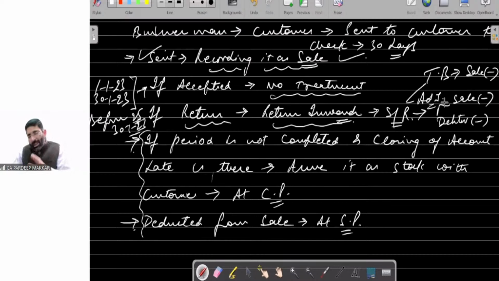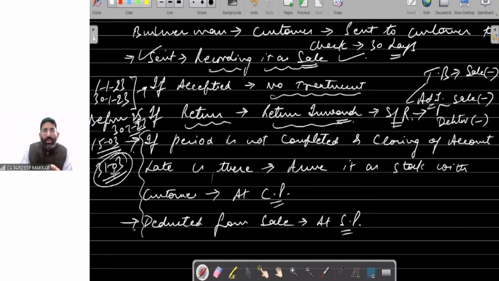We have to reduce it from debtors because we have credited the debtor. So minus करेंगे debtor में, so that's it. In case we have sold or sent these goods on 15th of March. Now on 31st of March, period is not yet expired. Total period is 30 days. So that will expire on 14th of April.